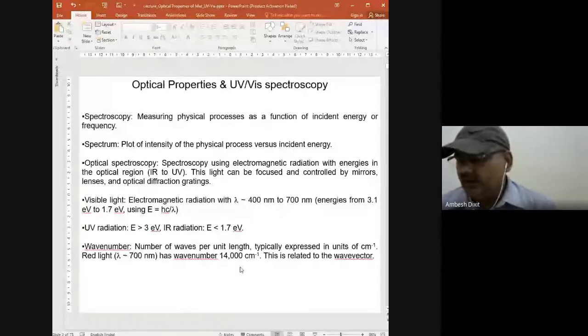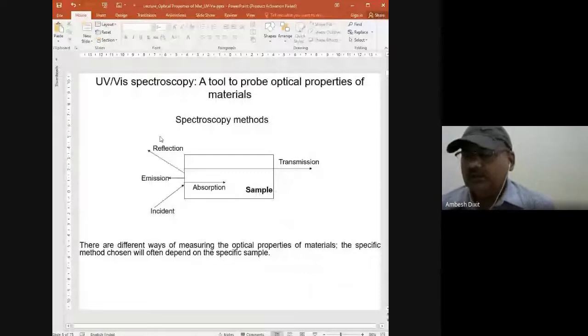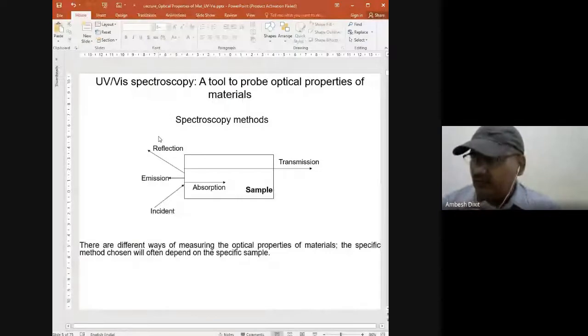This is also related to the wave vector, 4 pi over lambda. Very simple, right? So now we have a very basic flavor of what a spectrum is, and what kind of source we are going to use. We are limited to optical spectroscopy, which itself will give you plenty of information. Then we know what the outcomes should look like.